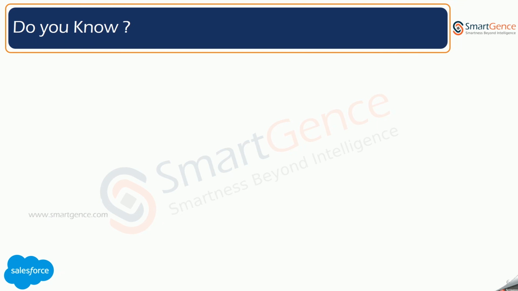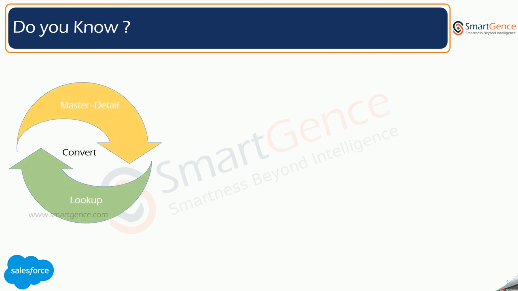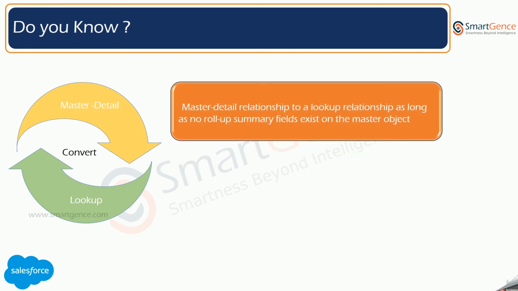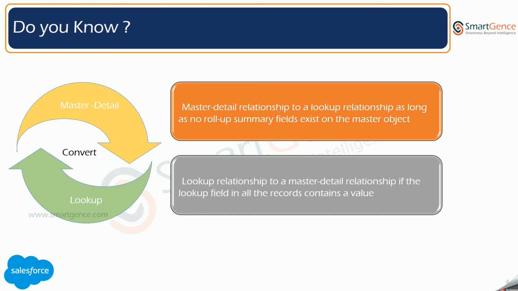So let's end this session with a quick fact. The conversion between master detail and lookup, or vice versa, is possible, but there is a slight thing to be noted. A master detail relationship can be converted to a lookup relationship only if no roll-up summary fields exist on the master object. Similarly, a lookup relationship can be converted to a master detail relationship only if the lookup field in all the records contains a value.